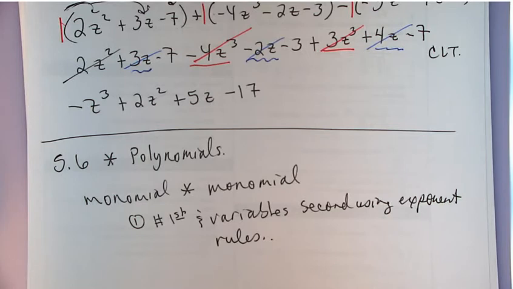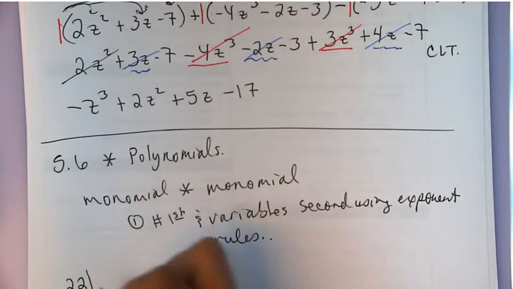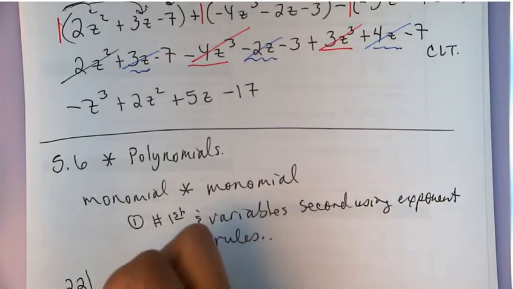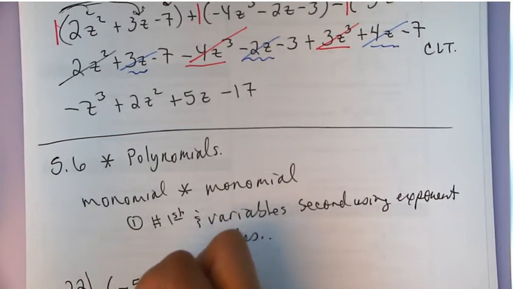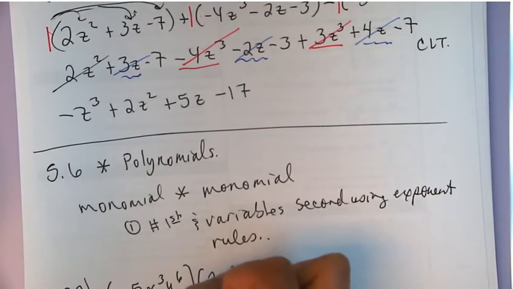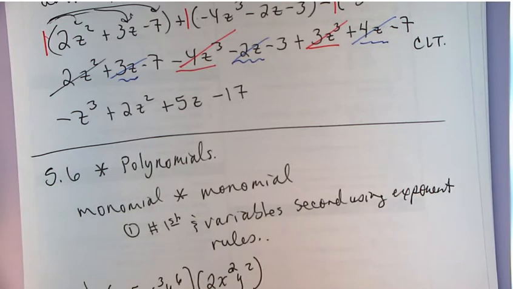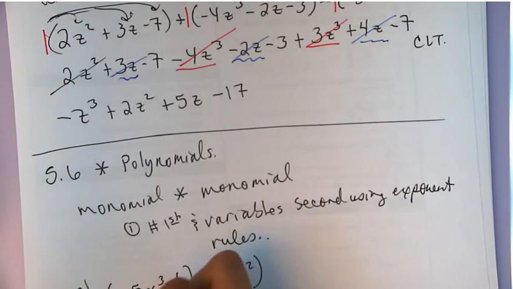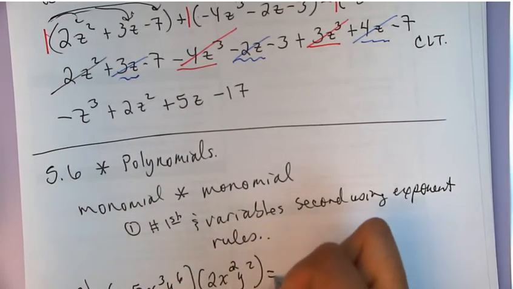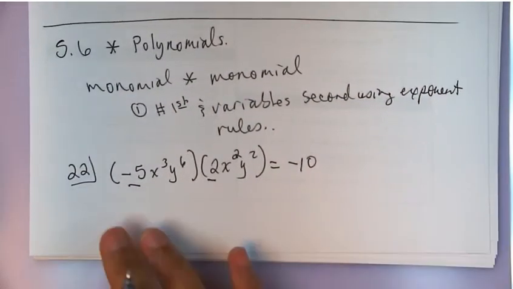So let's do number 22 to get us ready and get us going. 22 says a negative 5x to the third y to the sixth times 2x squared y squared. So let's see. If I do my numbers first, I get negative 5 times 2. Well, negative 5 times 2 is a negative 10. Do we agree? I'm sorry, negative 5 times 2 is a negative 10.